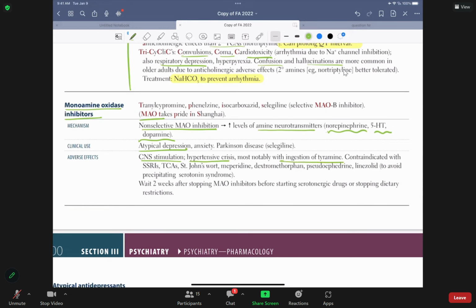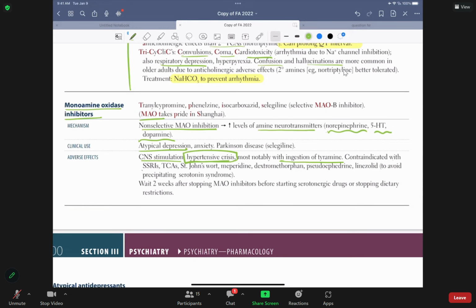Tyramine is a substance found in red wine, cheese, and things like that. So they cannot take this medicine and eat those substances. Their blood pressure will go up. They always ask you why. The answer is hypertensive crisis. Make sure you know that. Hypertensive crisis, okay.